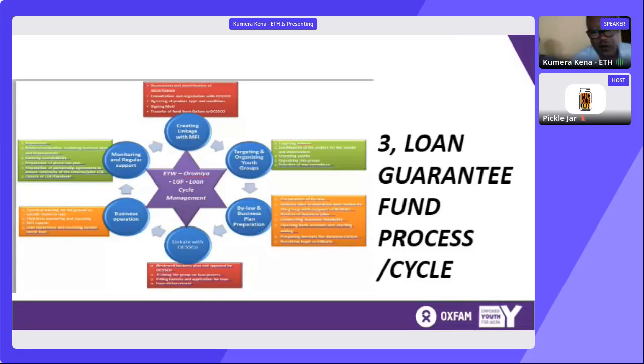Thank you. This is Hailu. I'm presenting. We are sharing the same document on the same computer, and my part is on the loan guarantee fund process cycle management. This is the whole process of the loan guarantee fund, which is implemented in the project Empower Youth for Work. We will see one by one.